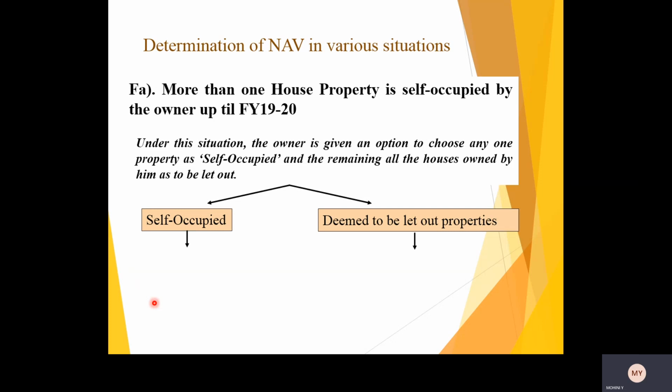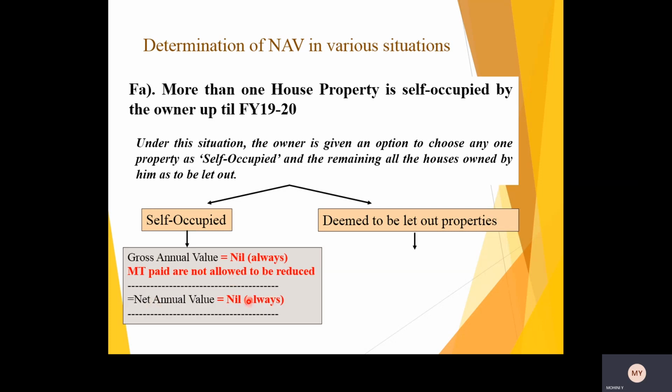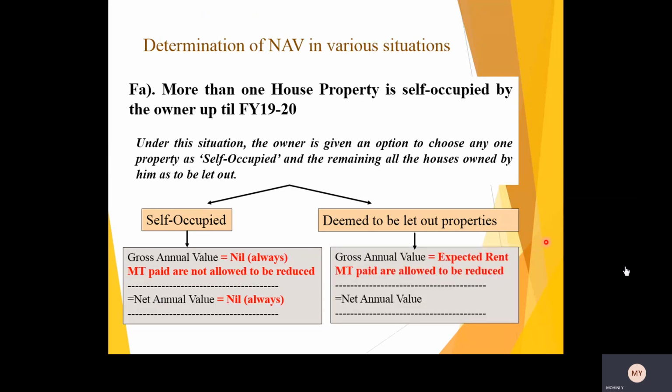So what would be the treatment in case of self-occupied? The net annual value will be zero, and municipal taxes are not allowed to be reduced. In case of deemed let out properties, there will be an expected rent. Expected rent is the higher of municipal value and fair rent, then the lower of that and standard rent. You cannot take the actual rent because you have not actually rented out your property. It is deemed to be let out. So in this case, the expected rent equals your gross annual value. Then municipal taxes are allowed to be reduced, and this is your net annual value.